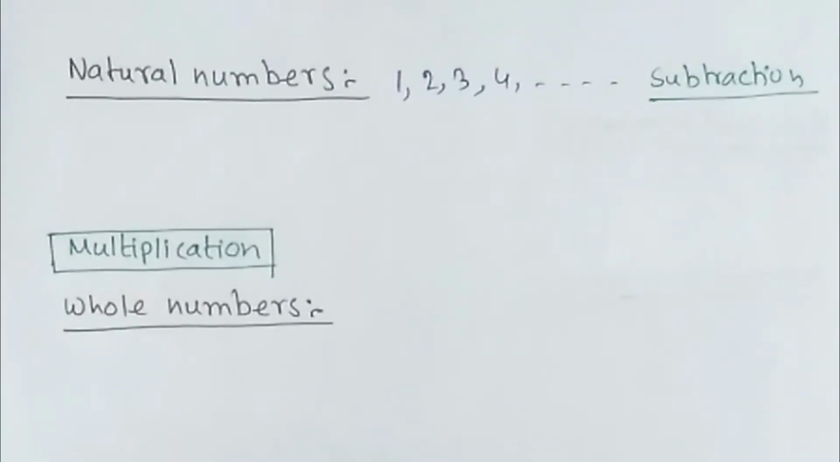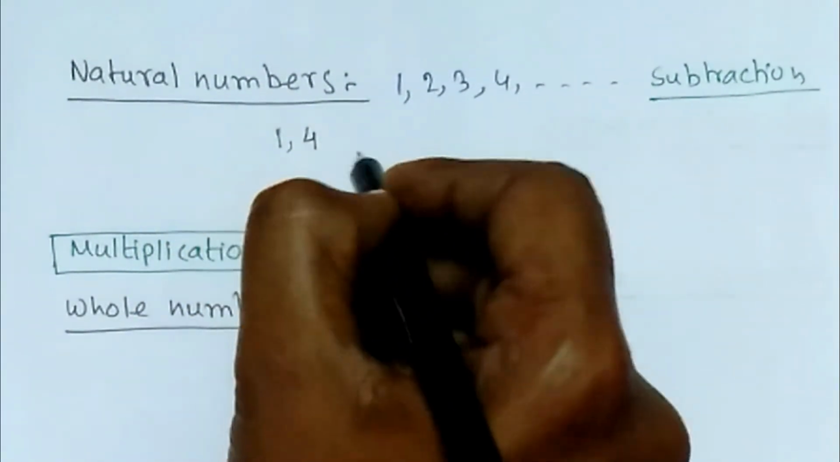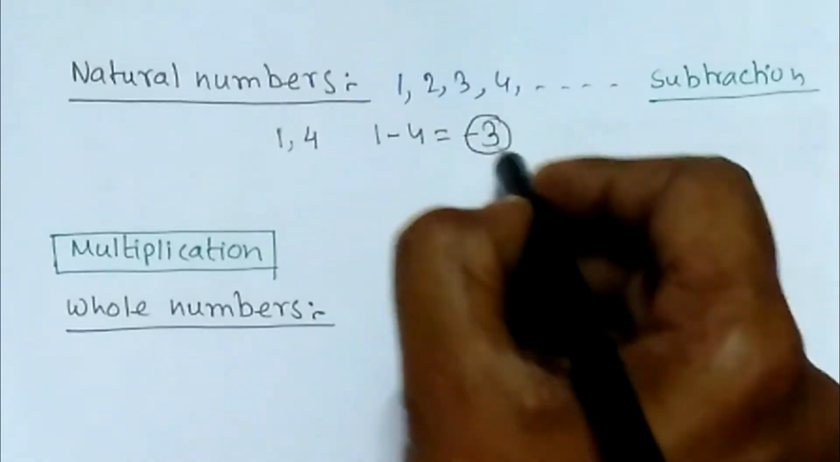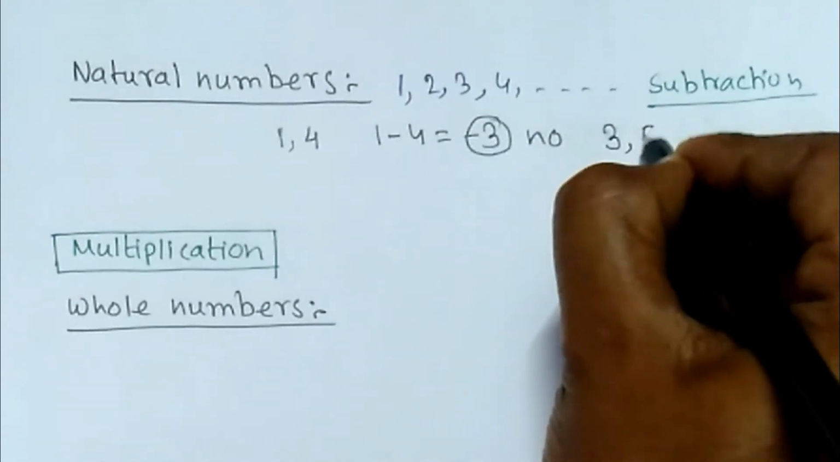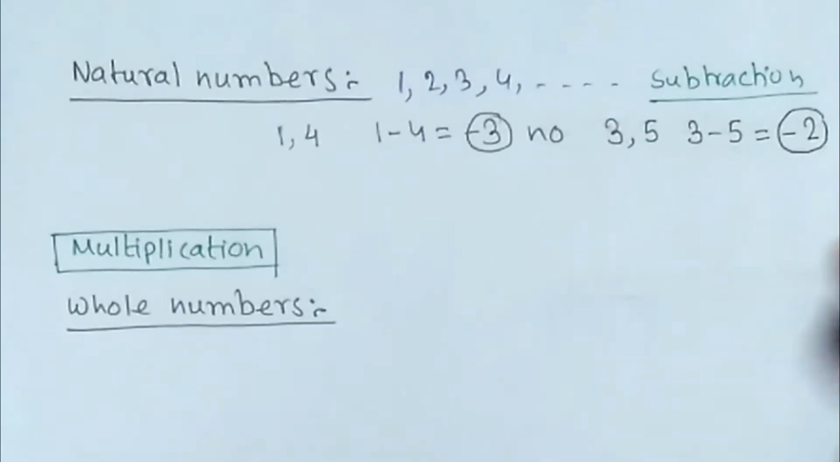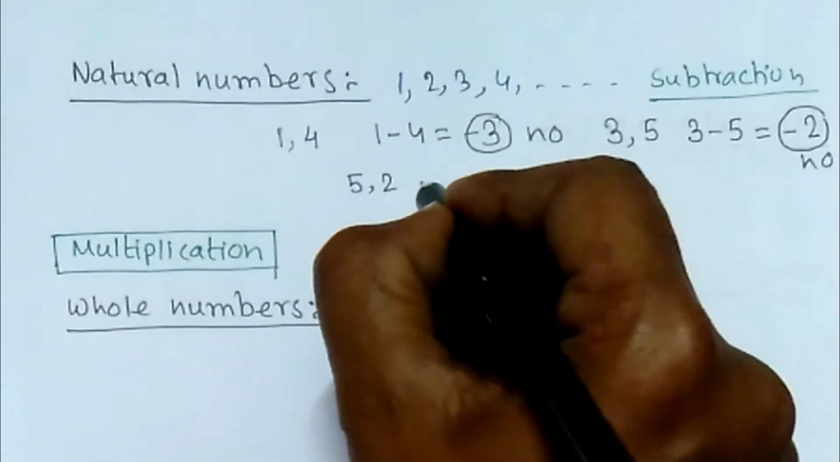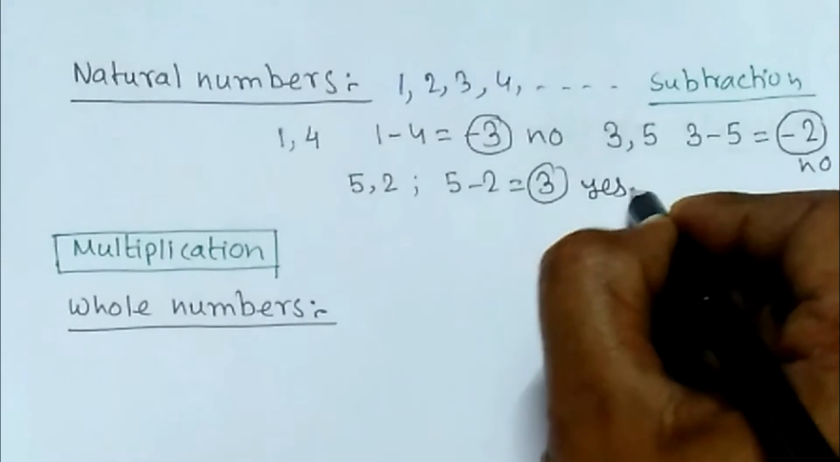Clear? Now if we choose natural numbers, which are 1, 2, 3, 4, etc., and the operation is subtraction, if we subtract any two natural numbers, say 1 and 4, then 1 minus 4 is equal to minus 3. Is minus 3 a natural number? No. If we choose 3 and 5 and subtract them, 3 minus 5 is equal to minus 2. Is minus 2 a natural number? No. But look, if we choose 5 and 2, then 5 minus 2 is equal to 3. 3 is a natural number, right?